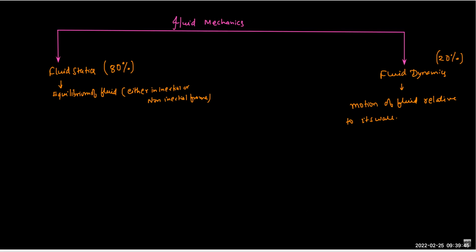So dynamic process involves motion of fluid. Fluid means liquid and gas both. So the word fluid has been taken from the concept of anything which can flow. That's why it's liquid and gas both. So fluid dynamics will talk about both liquid as well as gas.